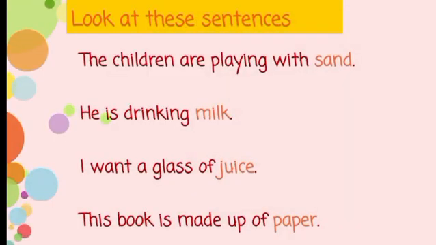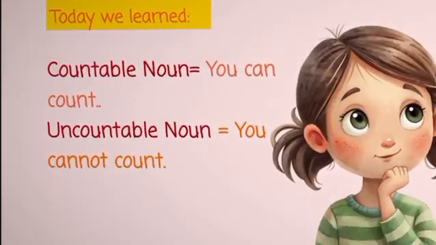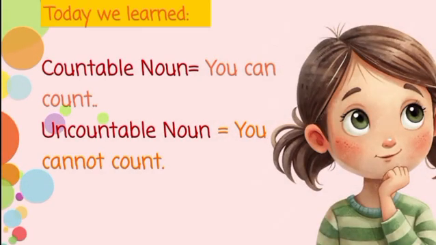Look at these sentences. The children are playing with sand. He is drinking milk. I want a glass of juice. This book is made of paper. Here, sand, milk, juice, and paper are uncountable nouns. Today, we learned countable nouns, which you can count, but uncountable nouns are those things that you cannot count.